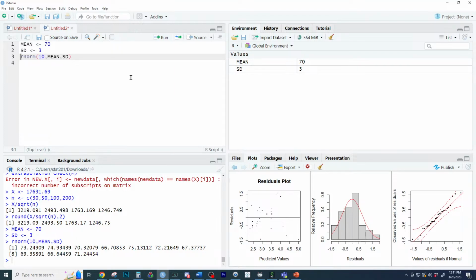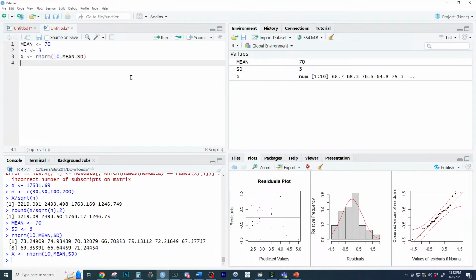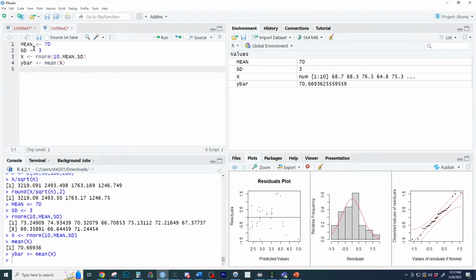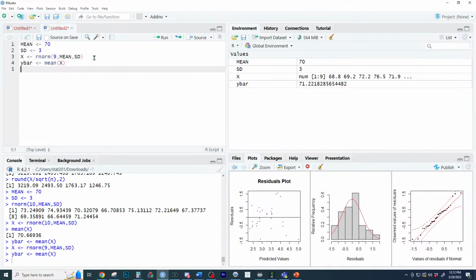Now with this, let's go through this process and let's store this value as x. Let's take the mean of x, and we've now just found a y bar. So this is a singular y bar right here. And with this being a singular, you know what I'm going to do to make my life easier, choose 9 students. Because watch this. If we were to repeat this process, this is what it would look like.